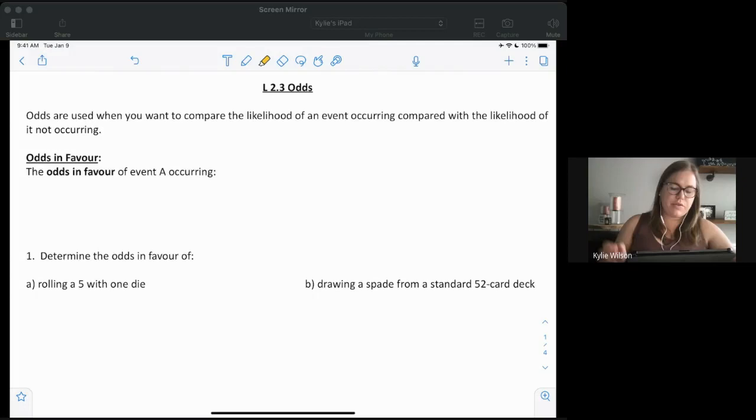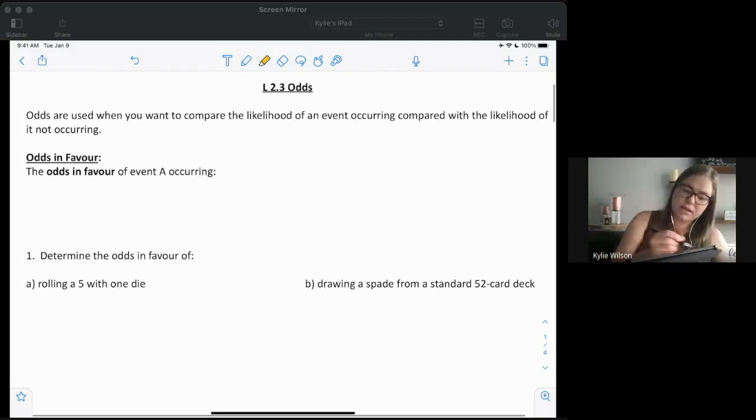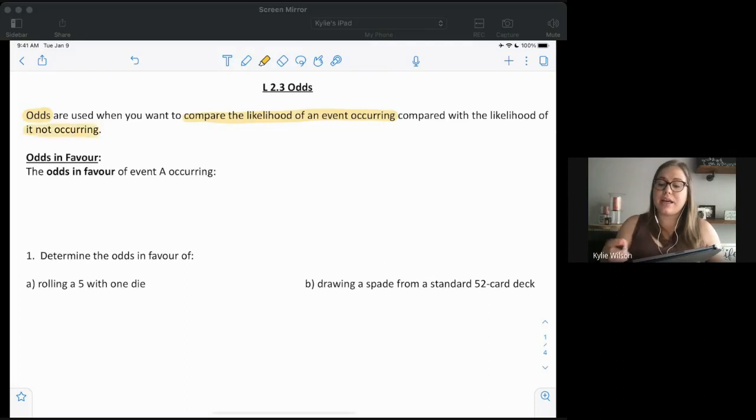For this lesson, we're going to be talking about odds. Odds are used when you want to compare the likelihood of an event occurring with the likelihood of it not occurring. So I want to look at a particular event and compare how likely it is to happen and how likely it is to not happen.